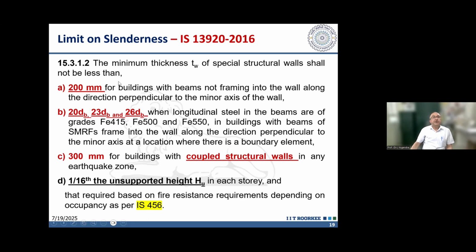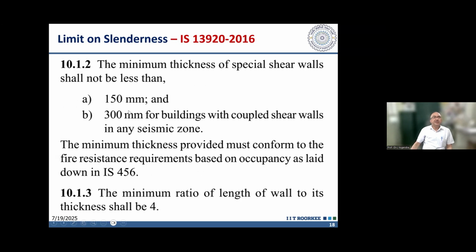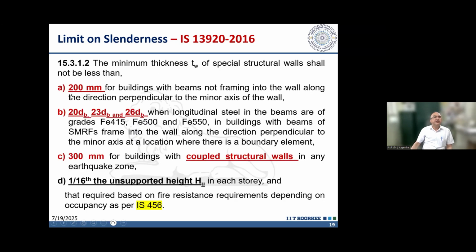Then the thickness, in the revised code 13920/2025, the one which is under revision. Okay, I have printed this wrong here. So that is giving a minimum of 200 millimeter. Earlier, in the existing code, it is 150 millimeter. In the revised code, it is 200 millimeter. So minimum 200 millimeter thickness is required if there is no beam connected perpendicular to the wall.